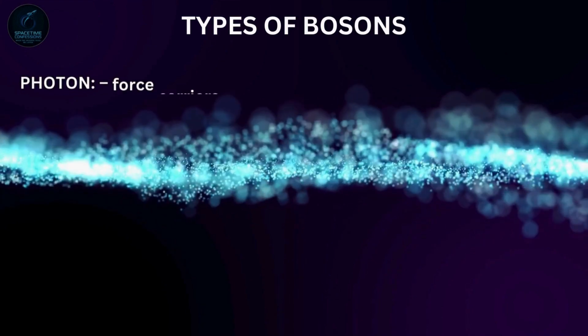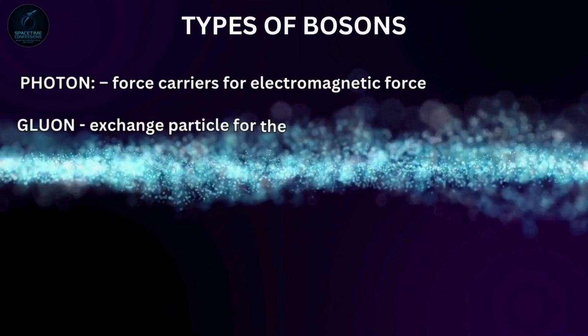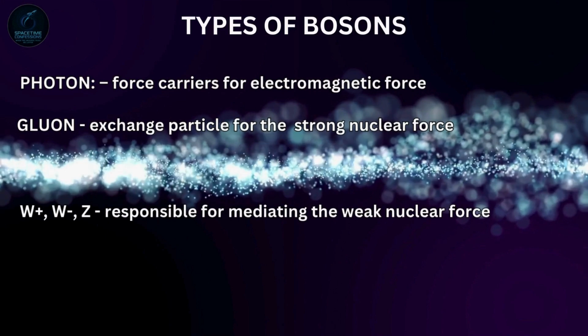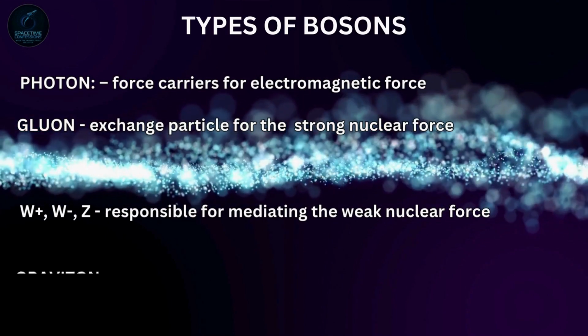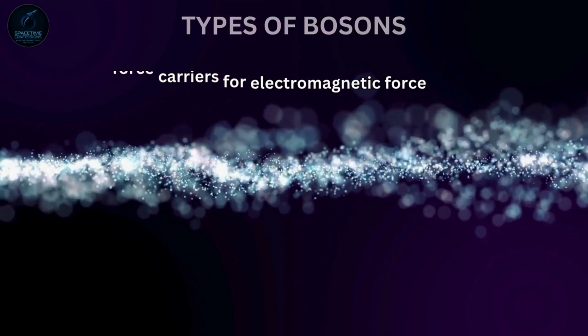Photons are the carriers of light and the electromagnetic force. Gluons hold quarks together inside protons and neutrons. W and Z bosons are responsible for the weak force, which powers radioactive decay. And the hypothetical graviton, if proven, would explain gravity itself.